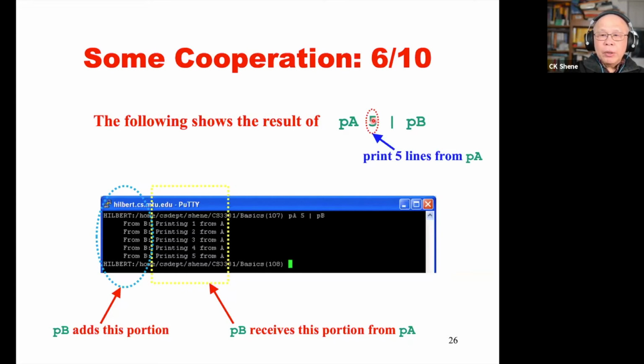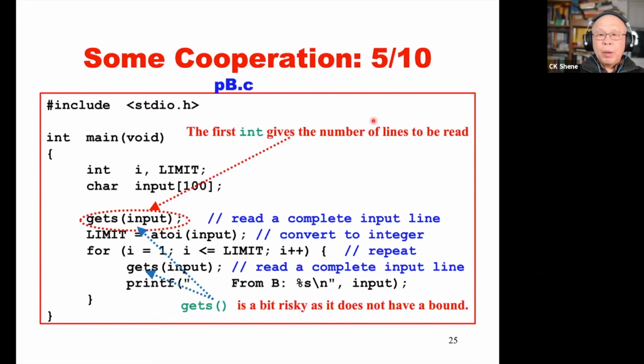So get back to PB. If we use the pipe, PB would receive this input from PA's stdout. So this gets input would actually get the line with number 5 there. So this 5 would be converted to an integer, saved to variable limit. Then we have a loop that would execute 5 times.